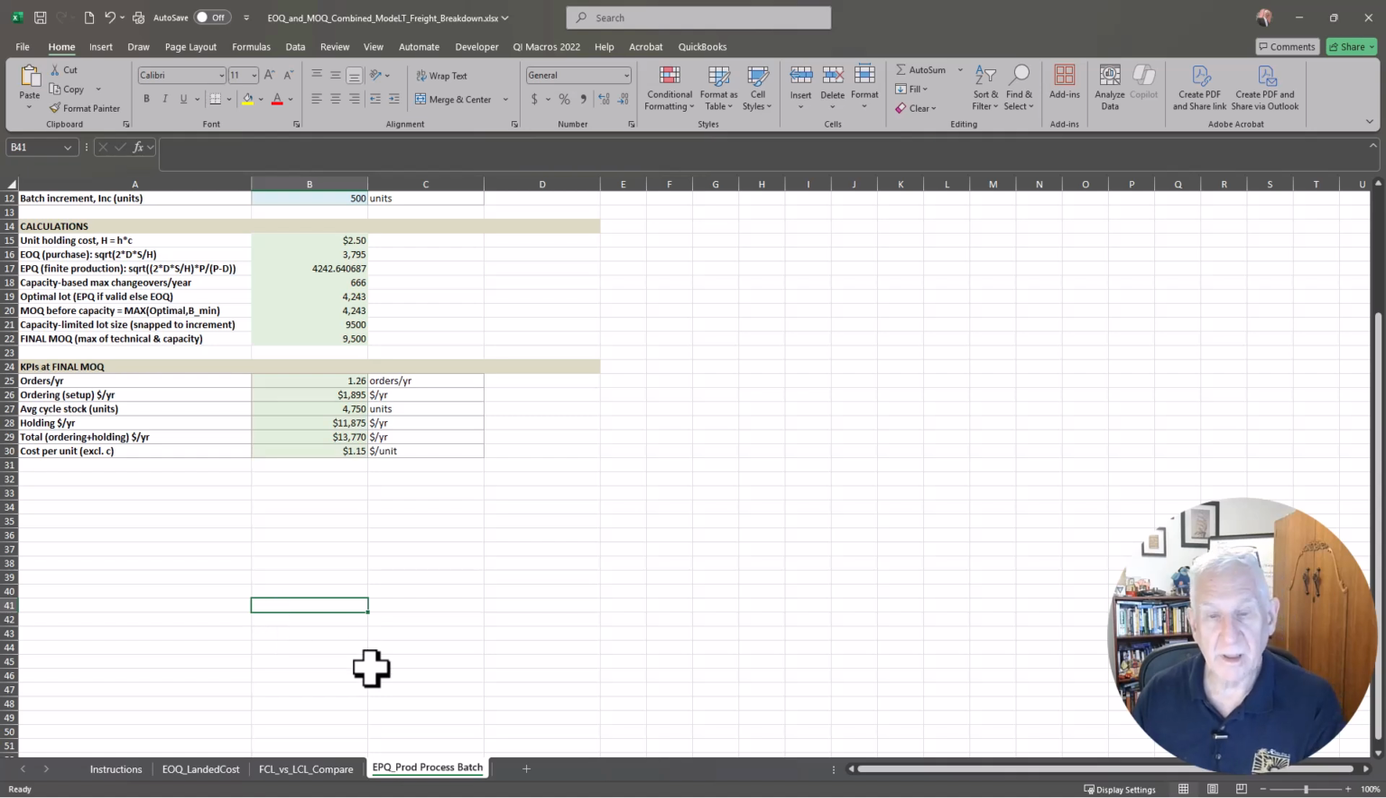So that's the summary then in terms of the worksheet to do some economic order quantity evaluation.